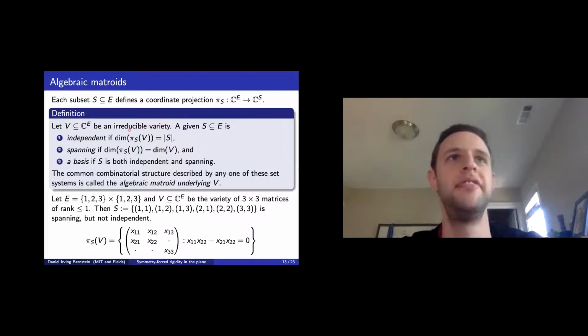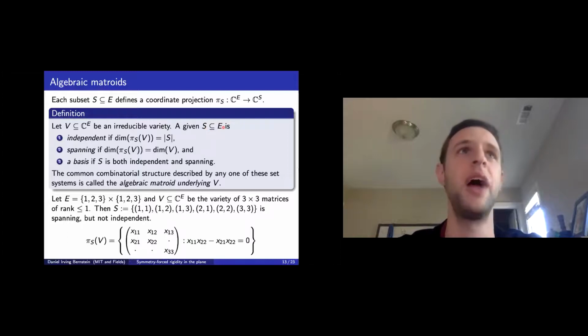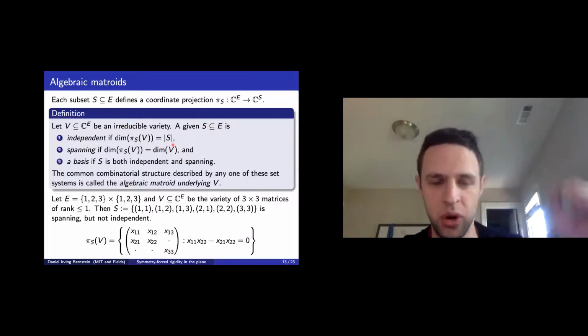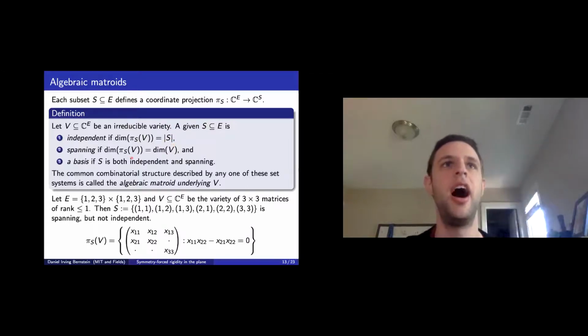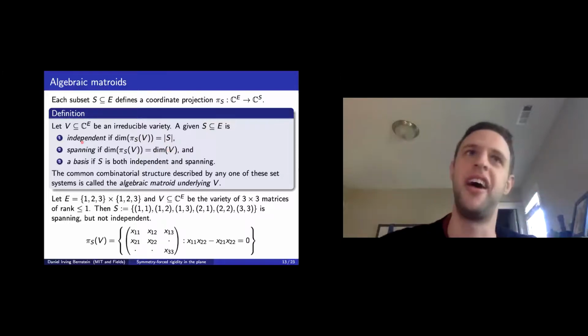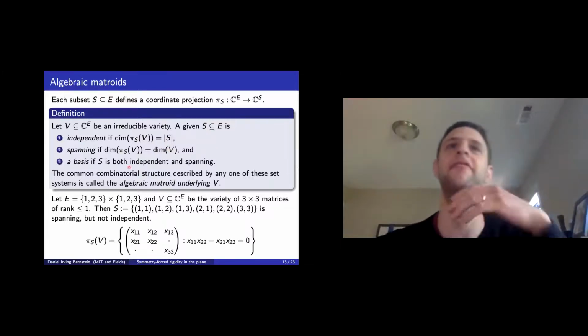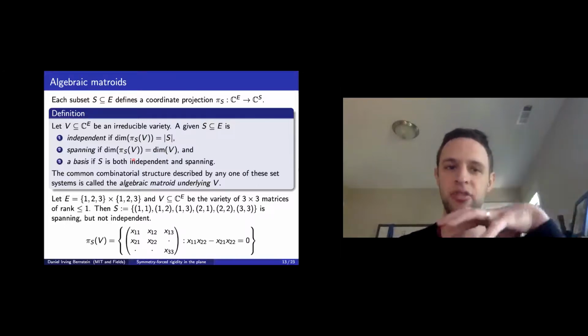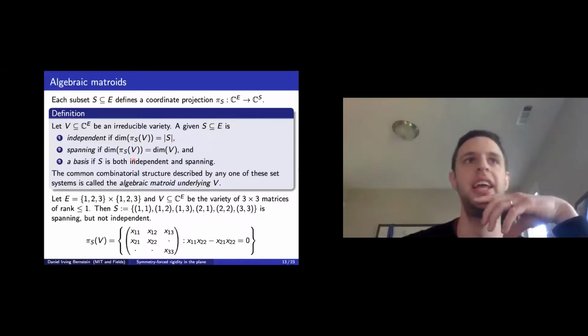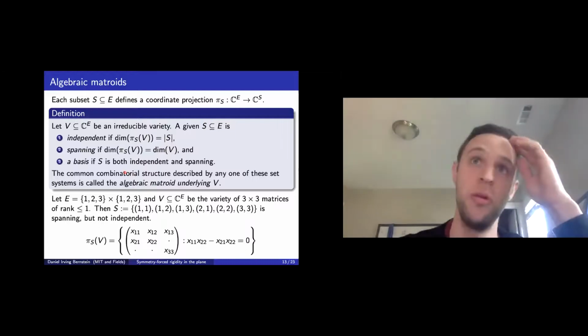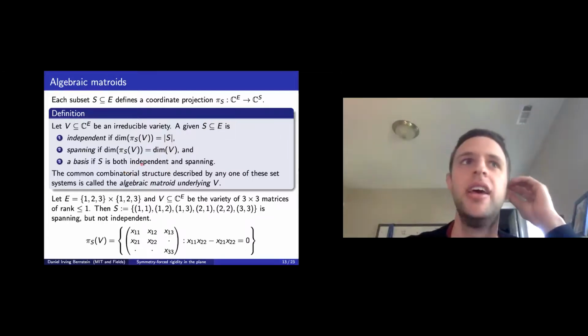Now, if V is an irreducible variety, a given subset of the coordinates is independent if the dimension of the projection onto those coordinates is the number of coordinates. In other words, if the corresponding coordinate projection is full dimensional. And I'll say it's spanning if the dimension of the projection of that variety onto those coordinates is the dimension of the original variety. And of course, it's a basis if it's both independent and spanning.